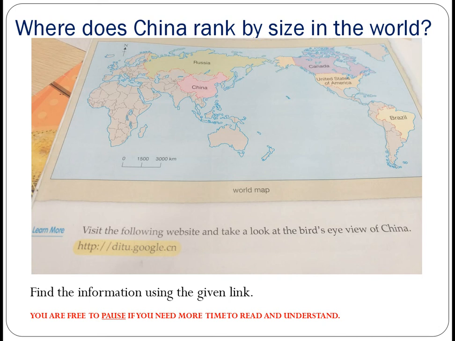China is a huge country. Now, look at this world map, which shows you different countries of the world, different continents. Some are very small, some are very huge, and some are even bigger than certain continents. Now, where does China rank by size in the world? How can we find out the size of China as compared to other countries? Which country is the biggest? Which country is the smallest?